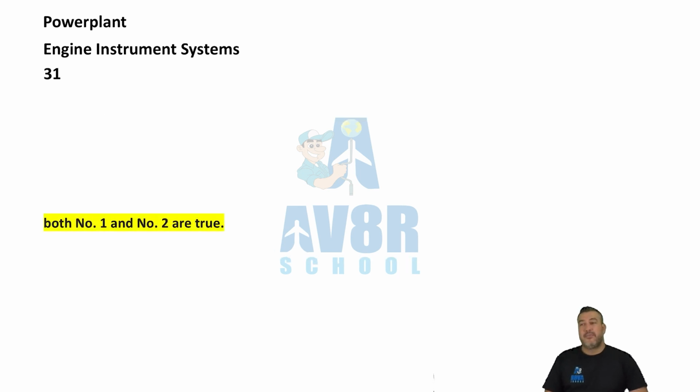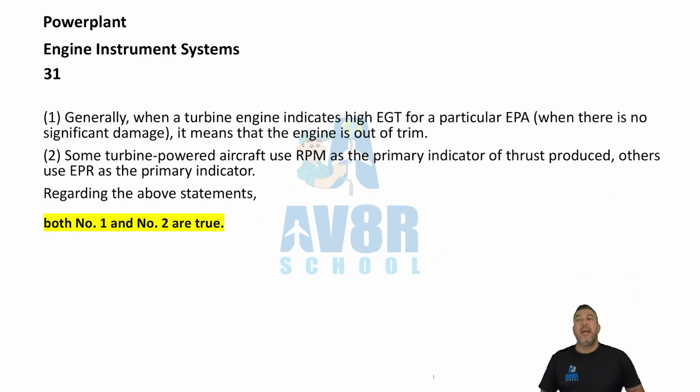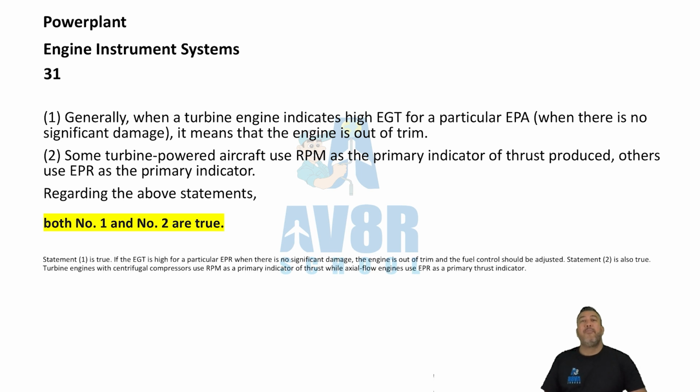Number 31: both 1 and 2 are true. Let's look at them. Generally, when a turbine engine indicates high EGT for a particular EPR, when there is no significant damage, it means the engine is out of trim. Sounds true. Some turbine powered aircraft use RPM as the primary indicator of thrust produced. Others use EPR as the primary indicator. That's also true. So both of them are true.